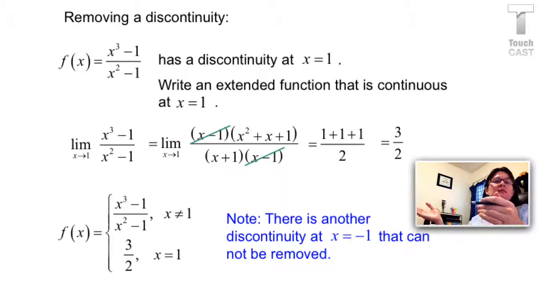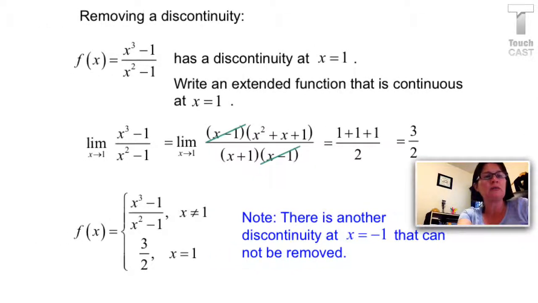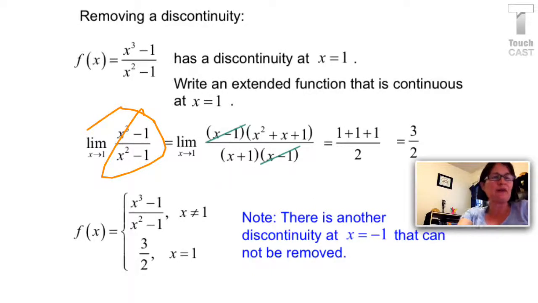the function value that we pick for it has to equal the limit of the function, the limit of f of x as x approaches 1. So here I have a case where it's a limit, like I learned back in 2.1. It's a limit that I can simplify by trying factoring with canceling.